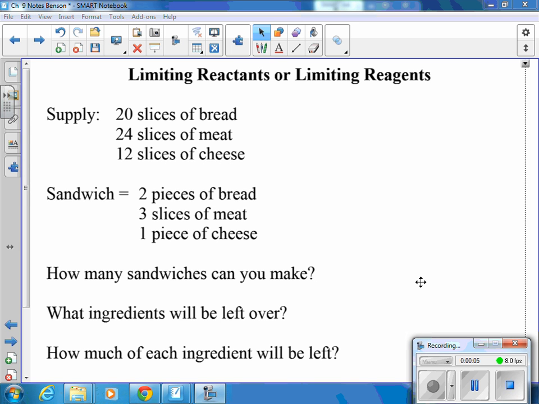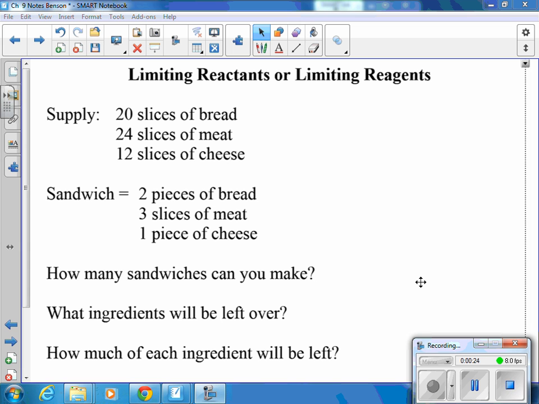We are going to listen to podcast number 3, which is on limiting reactants. So you need to find this place in your notes. And limiting reactants is something that many companies all the time are taking a look at. They do not want more raw materials than what they need to purchase and what their output is going to be, because they want to maximize their profits.